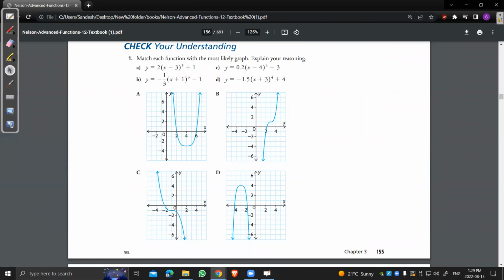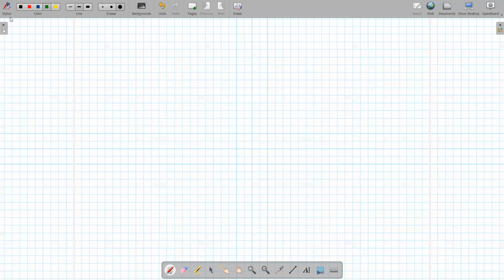Here's a question for you. What is the cube root of negative 27? I'll give you a hint. 3 cubed is 27.